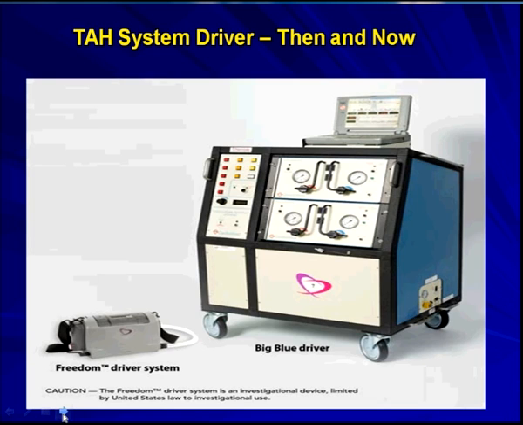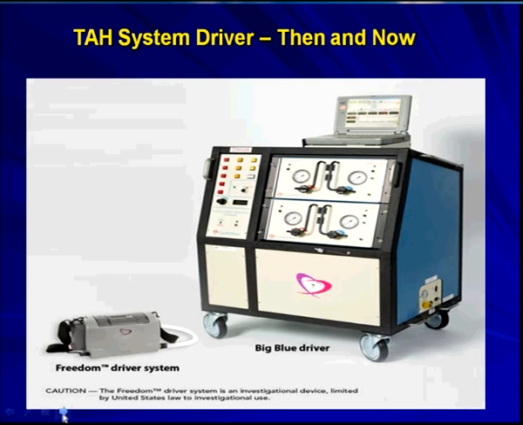And just to give you some perspective of where we've come with VAD technology, this is just an example of the total artificial heart system driver up until a little more than 2 years ago, when the first patient was released in the United States on the Freedom Driver system, which is on the left. That weighs 13.5 pounds. That's doing the same job as what the patients had to stay in the hospital and tethered to on the right, which is the big blue driver. That big blue driver weighs over 400 pounds.